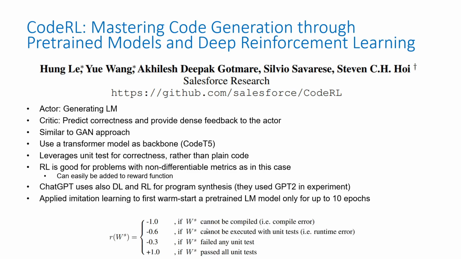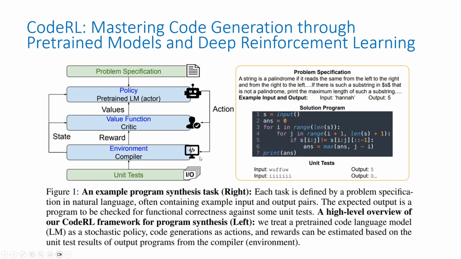And you can see part of the reward function below. You can see that the biggest penalty is obtained when the program cannot be compiled at all. You get a slightly lower penalty if you cannot execute the unit test, and a smaller penalty if the unit tests fail, and you only get a positive reward on perfection, so if all your unit tests pass. And you can see a high-level view of the problem here.